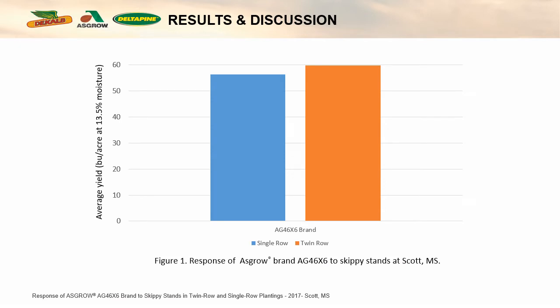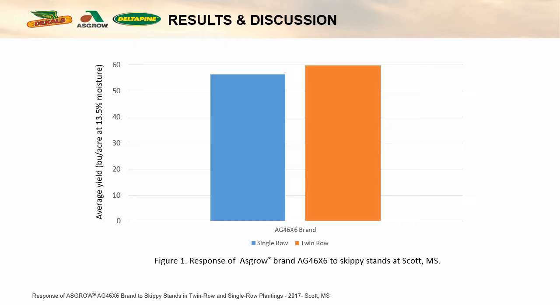What about the difference between single and twin row soybeans? So I included this slide. This happened to be a case where we compared single and twin row across a bunch of different treatments. It's only one variety, but it was still pretty representative of our historical data, so I included it.